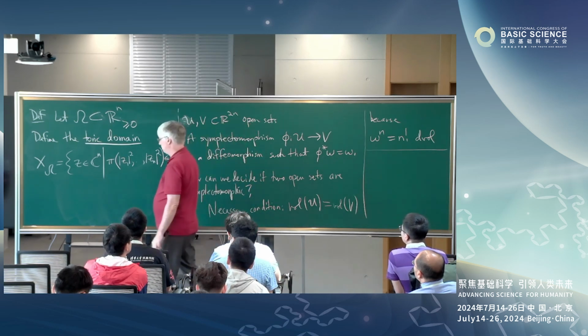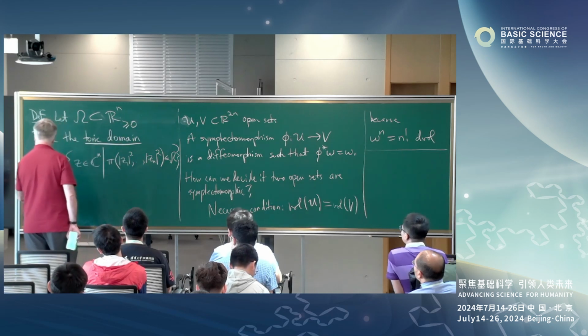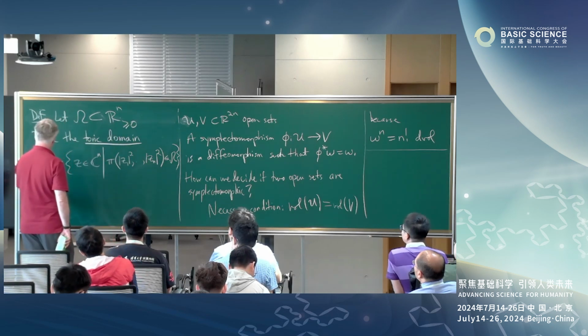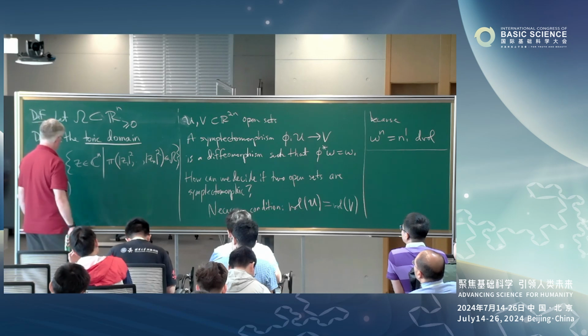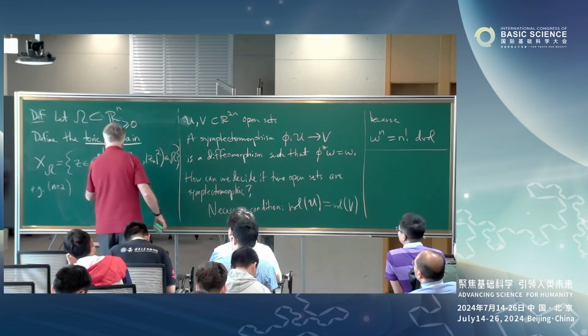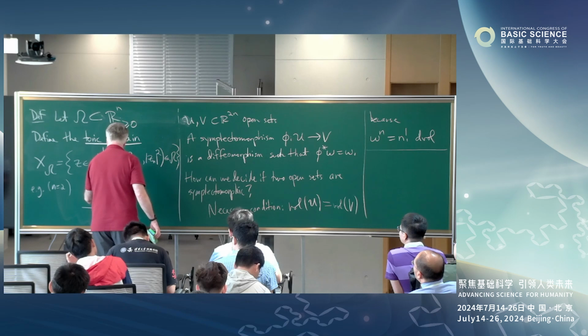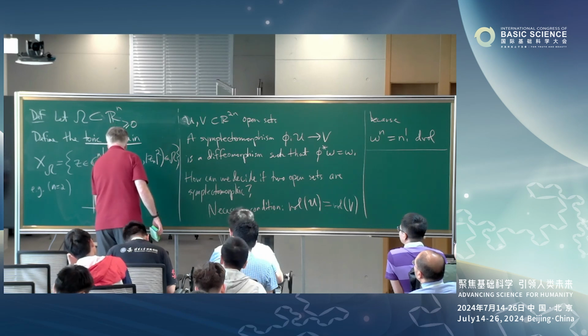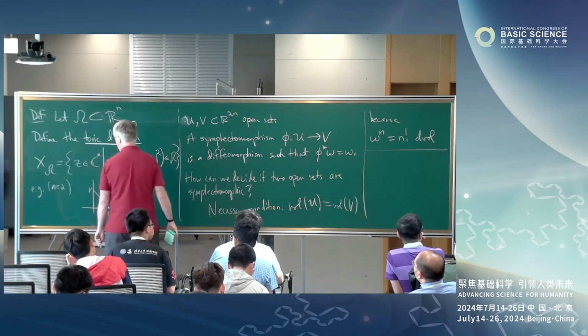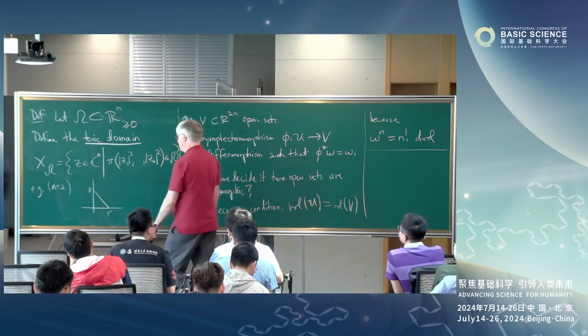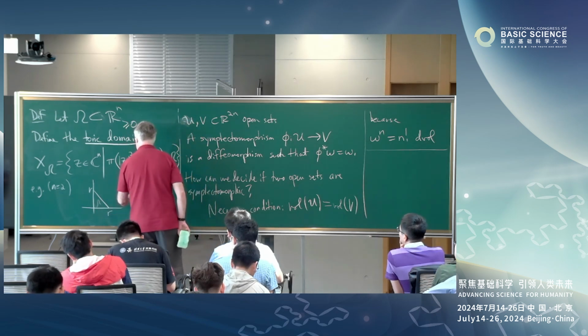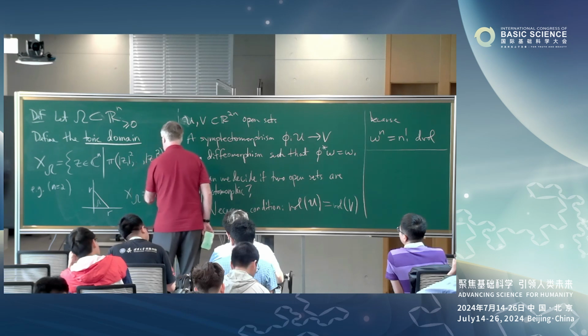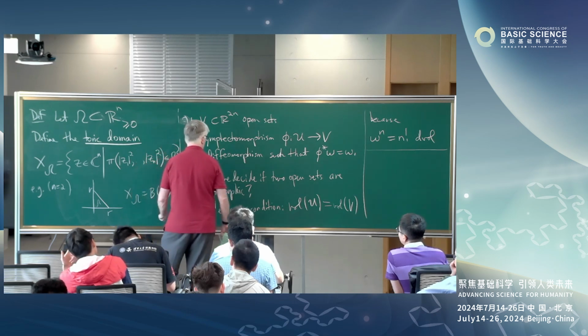So for example, let's look at some n equals 2 examples. If I take omega to be an isosceles right triangle of side length r, in this case X omega is the ball B of r.